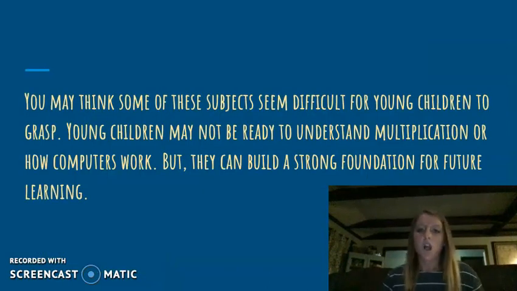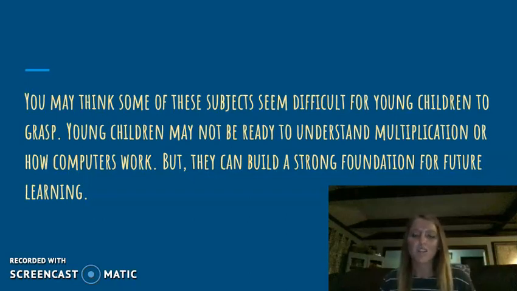All of these subjects seem very difficult for young children, so you may be thinking, how do I do this with pre-K students or kindergarten students? These children may not be ready to understand multiplication or fully how computers work or engineering. All these things you're thinking are upper elementary things, but we can build a strong foundation for future learning. And all of these topics can be broken down for our younger students.